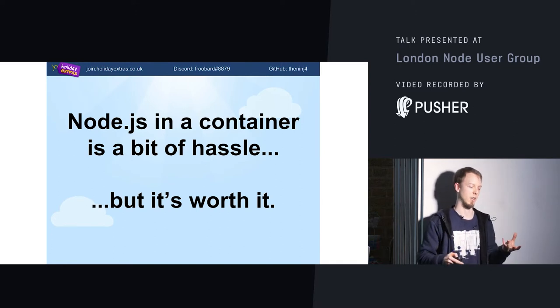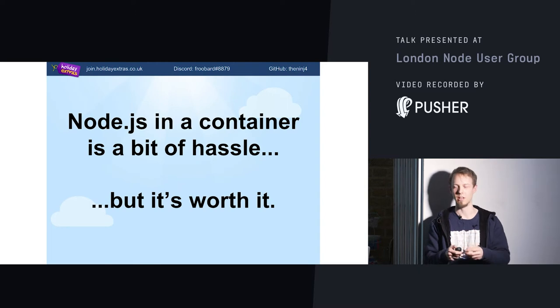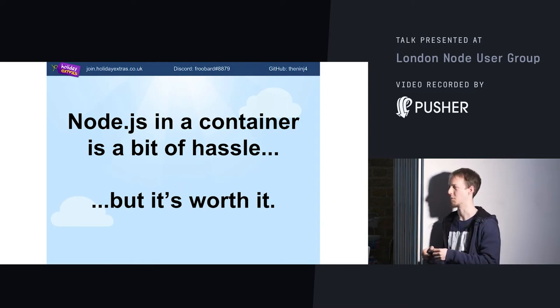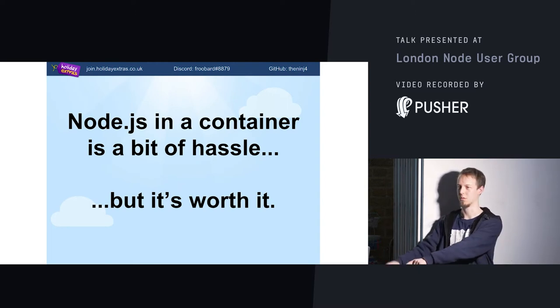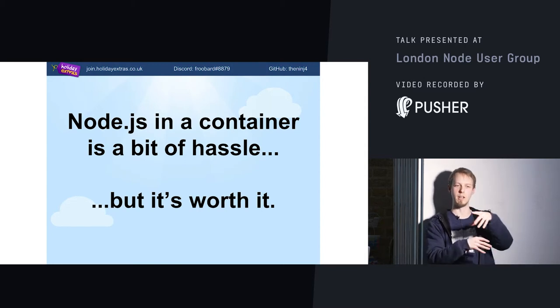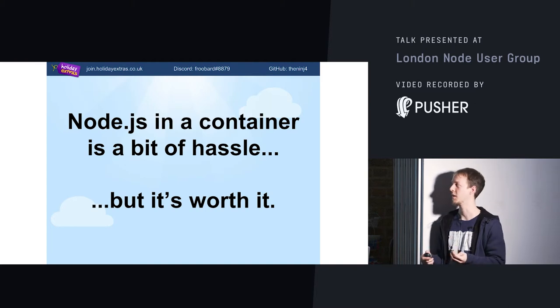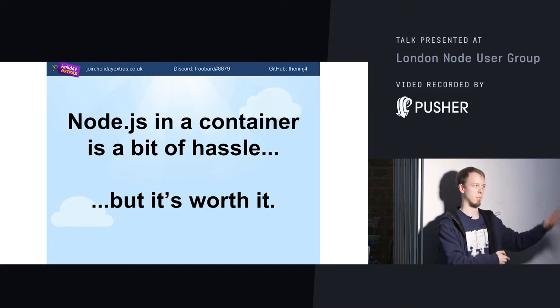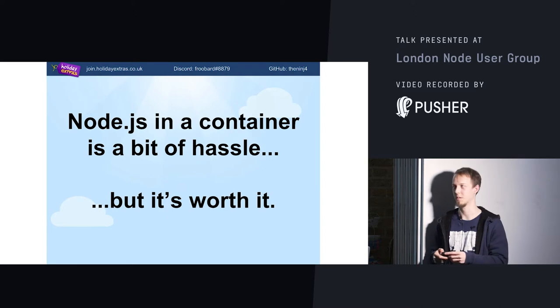Having a container that you can just push to wherever you like is incredibly valuable. You can run our production stack on our laptops using a tool called Dockyard Local. You can just spawn all of your containers locally and see how they all interact, which is really valuable for debugging. Being able to move your containers from cloud to cloud and everything is definitely worth it.